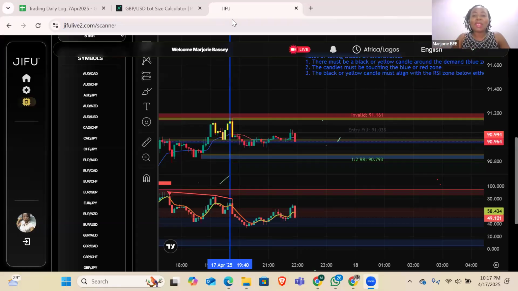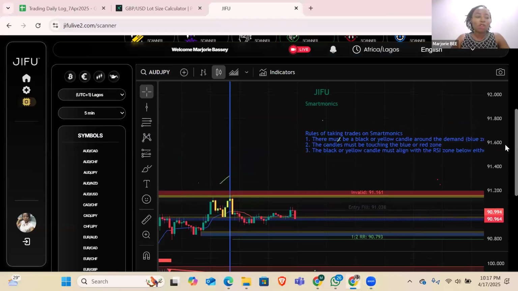That's why I've used different explanations. I said the RSI zone, the zone below, the bottom zone, so that everyone can be carried along. So do you understand it now? Yes, exactly. So it aligns. So that's the third confirmation.